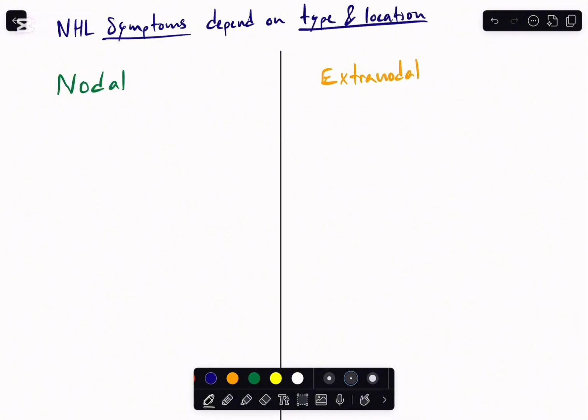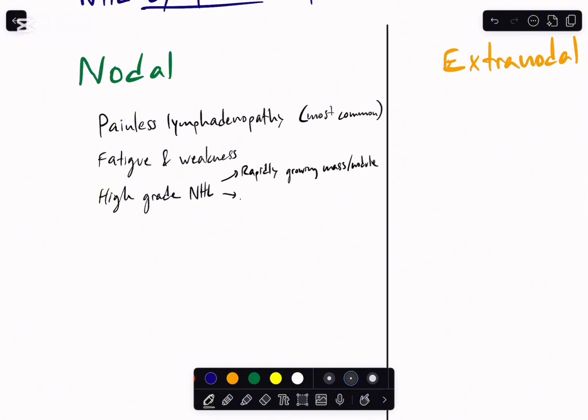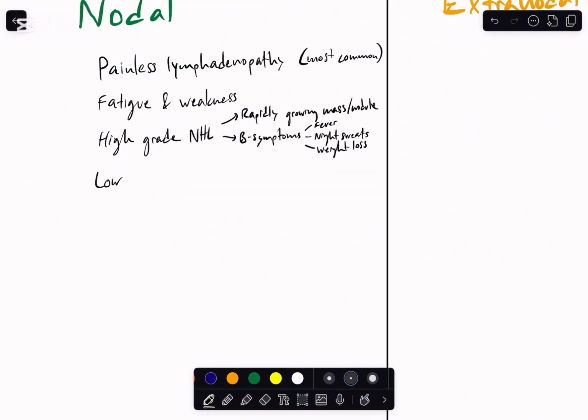In the nodal disease, there is typically painless lymphadenopathy, which is the most common symptom. It also includes fatigue and weakness, and in high-grade NHL, rapidly growing mass or nodules are seen. In this case, there can also be B symptoms, which is fever, night sweats, and weight loss. In low-grade NHL, there are gradually enlarging lymph nodes.